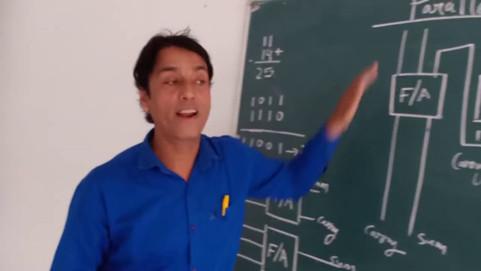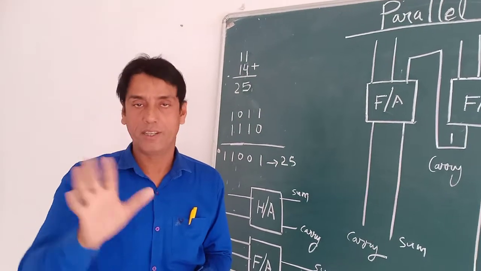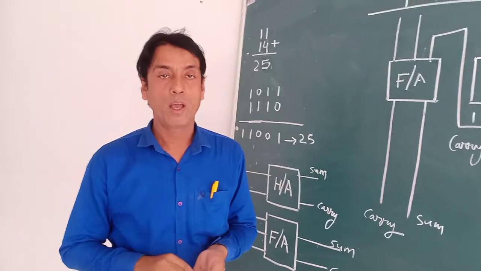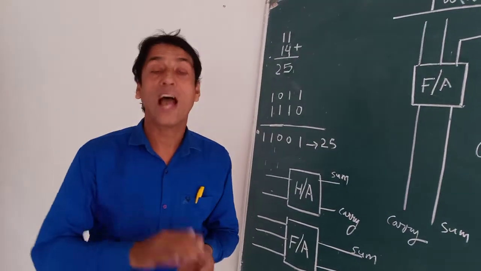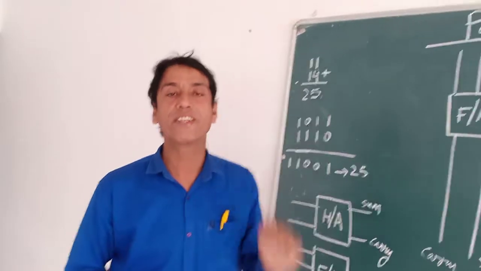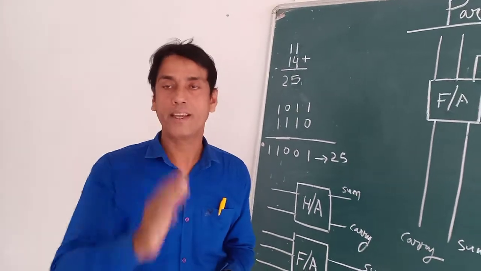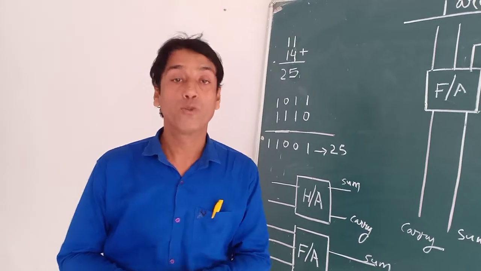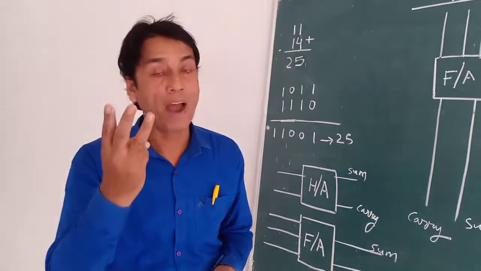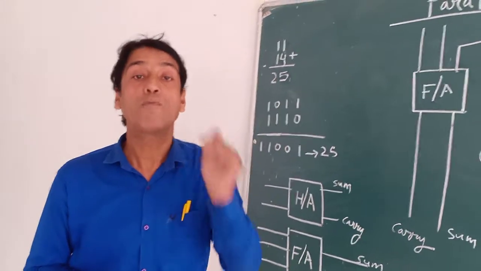Now, what is parallel adder? Parallel adder is a combinational circuit. Parallel adder is not a sequential circuit. Parallel adder is used to add binary digits in sets. A set of binary digits is added by parallel adder. We know very clearly that half adder is used to add 2 binary digits, whereas full adder is used to add 3 binary digits. But in real life, what happens? We add a set of binary digits.